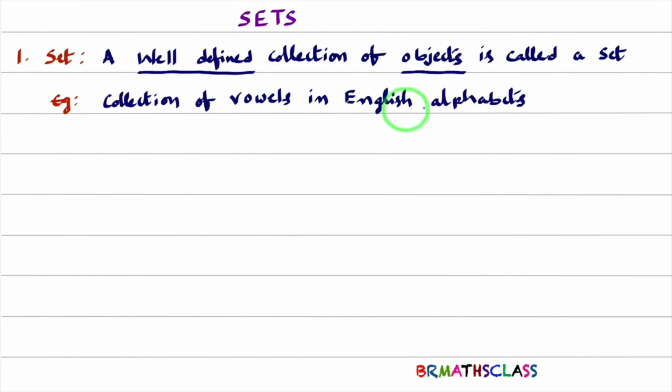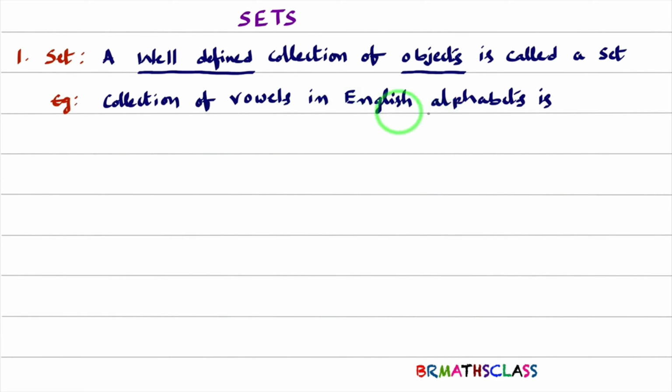Is the collection of vowels in the English alphabet a set or not? Are the vowels in the English alphabet well-defined or not? What are the vowels in the English alphabet? Everybody knows that A, E, I, O, U are the vowels in the English alphabet.